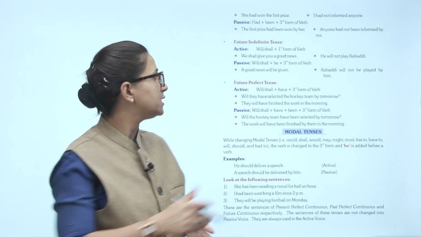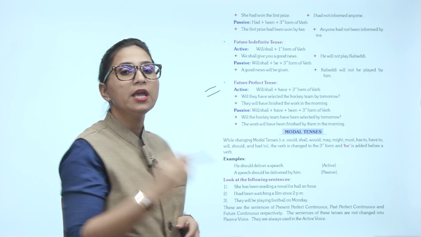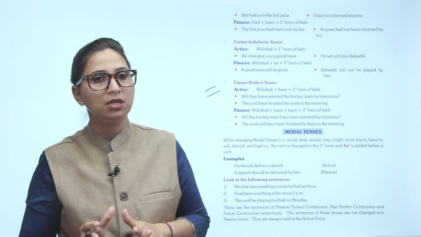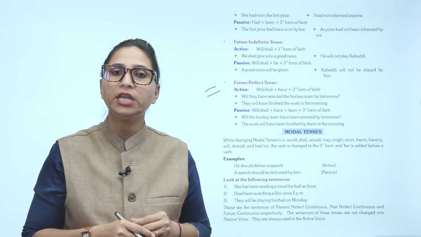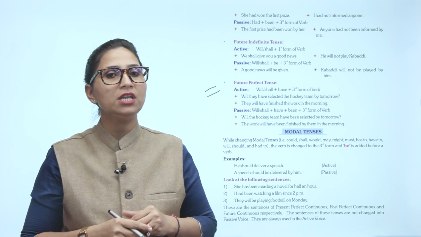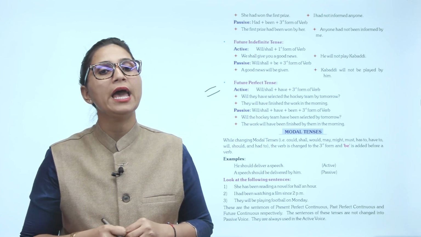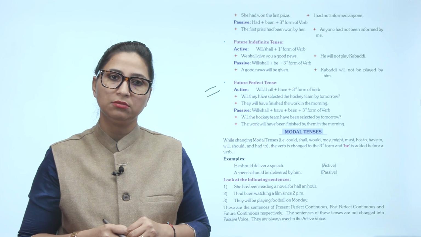Future perfect tense. Next is future perfect tense. In active voice, we have to use will, shall plus have plus V3. Will they have selected the hockey team by tomorrow? They will have finished the work in the morning. In passive voice, will, shall plus have been plus V3.